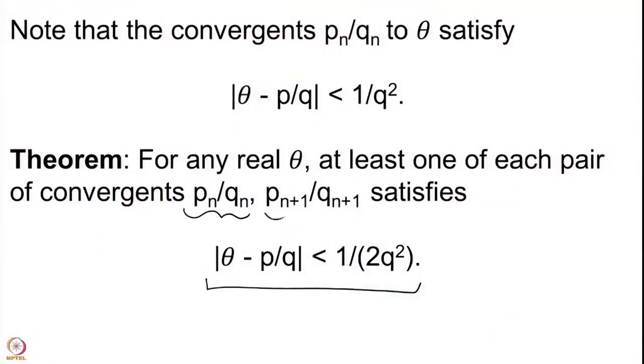We have already noted that the convergents are close enough to the real number theta in the sense that the difference is less than 1 upon q square. But we prove that one of these two is going to be much closer to theta. The difference is going to be less than 1 upon 2 times q square. This is what we are going to prove in this theorem. So one of the two, Pn upon Qn and Pn plus 1 upon Qn plus 1, should satisfy this better approximation. This is what we are going to do.